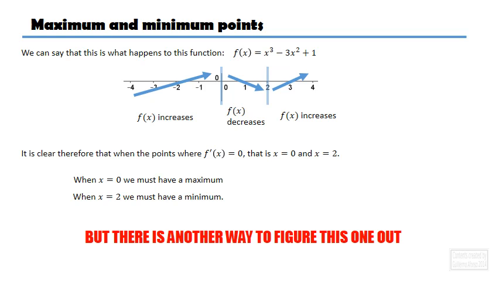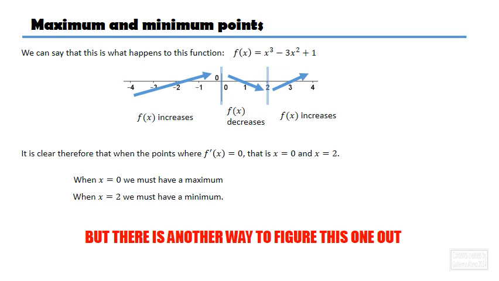So that's the way in which we can figure out whether a point is a maximum or a minimum. We just calculate the derivative, equal it to 0, find the values of x, and then I just study the growth. And by studying the growth, I can tell where it's going to be a maximum, where it's going to be a minimum. But there is another way to figure this out, and we're going to look at it right now.